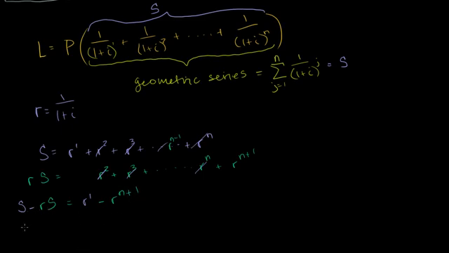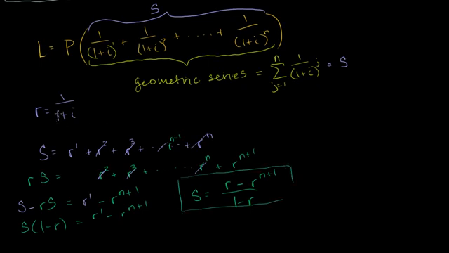Now factor out an s. You get s times 1 minus r. All I did is I factored out the s, is equal to r to the first power minus r to the n plus 1. And now if you divide both sides by 1 minus r, you get your sum. Your sum is equal to r. I don't have to write r to the first. You just write r minus r to the n plus 1 over 1 minus r. That's what our sum is equal to, where we defined our r in this way.